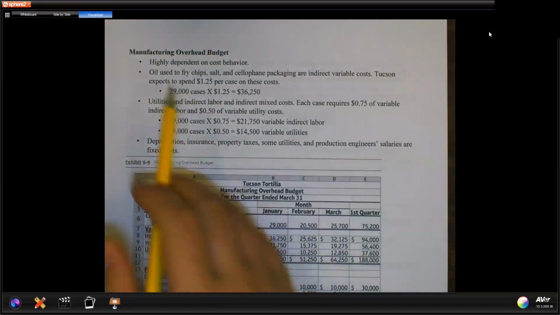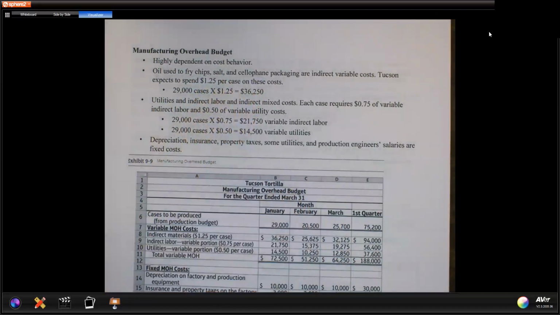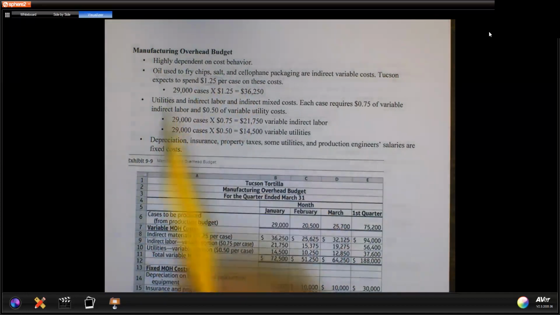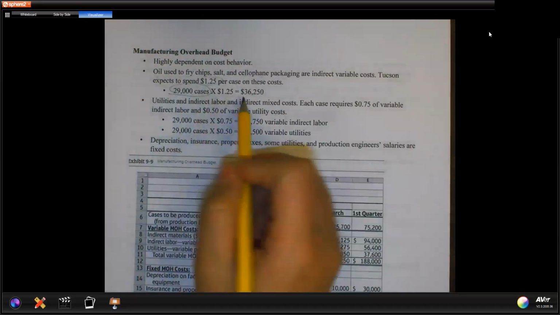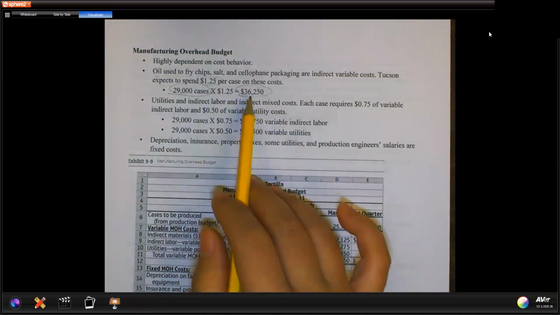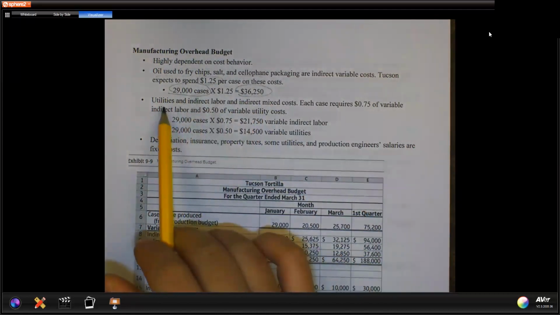So you have oil to fry this, and salt. Those are indirect material, so we calculated, we said everything together, we need $1.25 for one case. So totally you have 29,000 cases. For those indirect materials, you need $36,250.